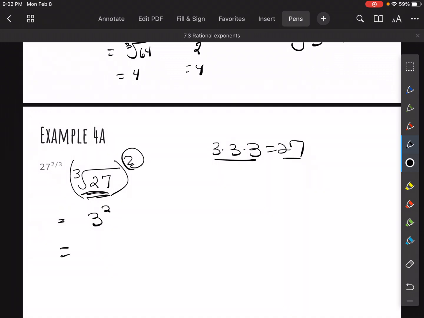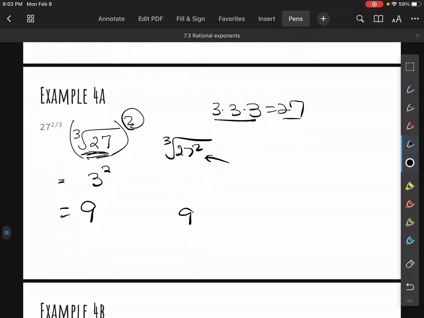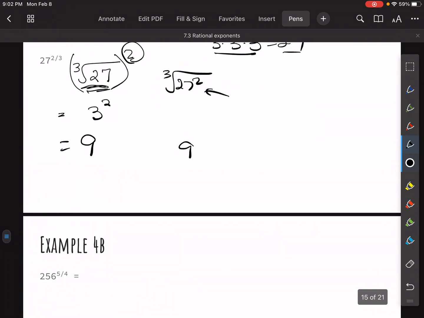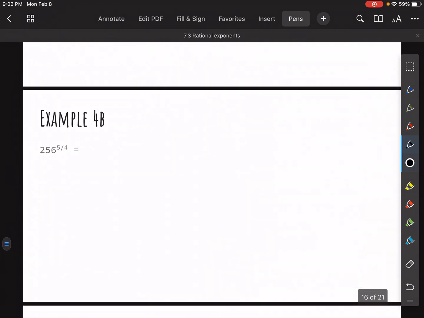If I do that, I get 9. Okay, the other way to do this is you could have actually found the third power of 27. You could have squared the 27, found that big number out, and then taken the third root of that. You should also get 9. Either way is okay. But you'll especially want to do it the first way, the primary way, for this one. This one's a big number.